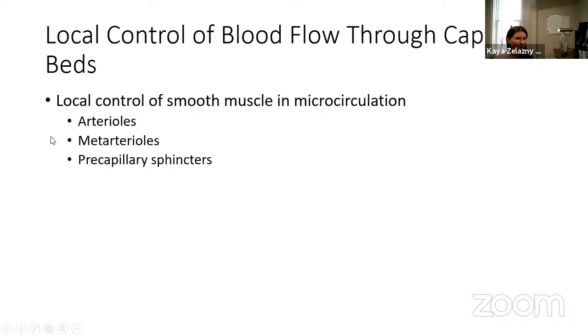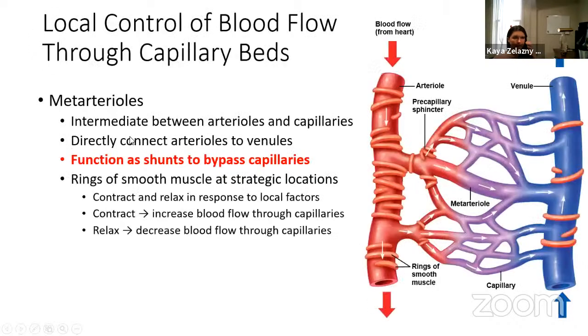Now this middle bullet point, this meta-arteriole. Meta-arterioles are basically like bypasses that go through the capillary system. They are arterioles, and they're going to act as a shunt. They're going to allow things to kind of skip over the capillary bed. So we'll see what that looks like in a second. Okay, so our meta-arterioles. So I'm going to explain this drawing first.